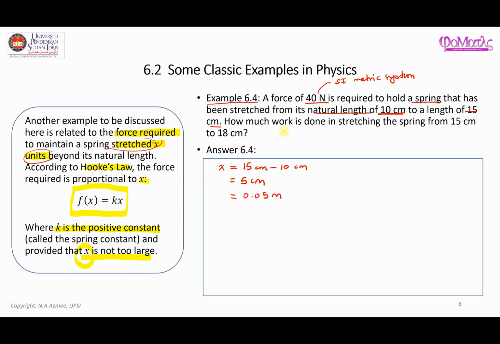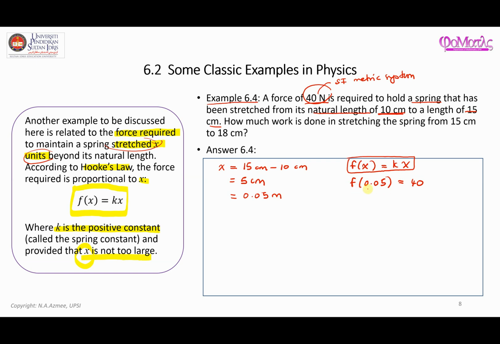In order to find how much work is done, we need to come up with the function first. This is the function according to Hooke's law, f(x) = kx. We are going to use the information given in the first sentence to find k. If I substitute 0.05 meter into x, I should get the answer of 40 Newton, because this is the function that represents the force. So when I substitute 0.05 meter into this function, the result must be 40 Newton according to this statement.